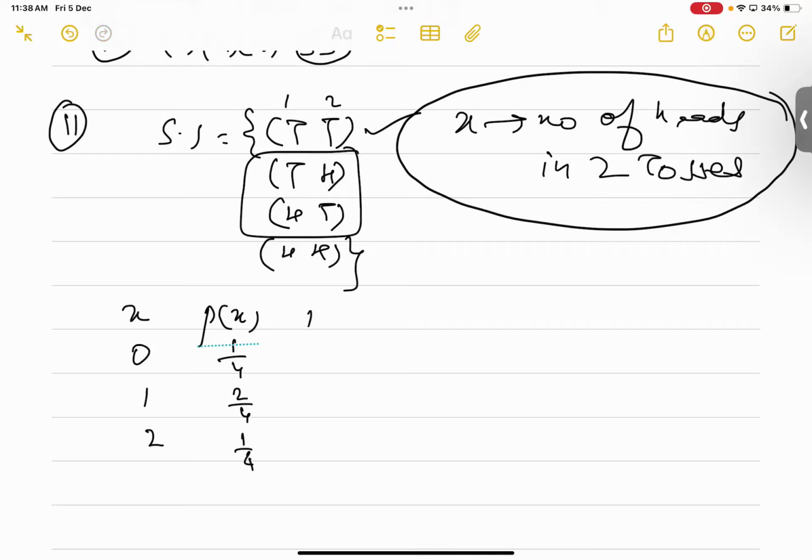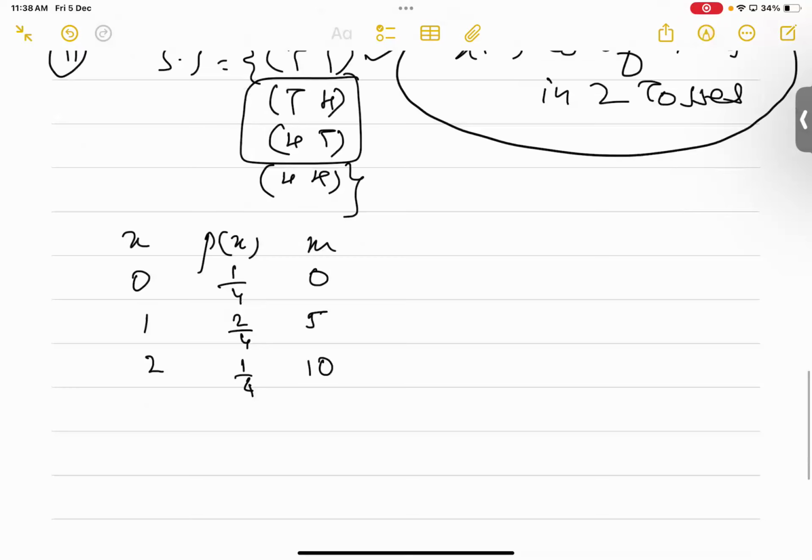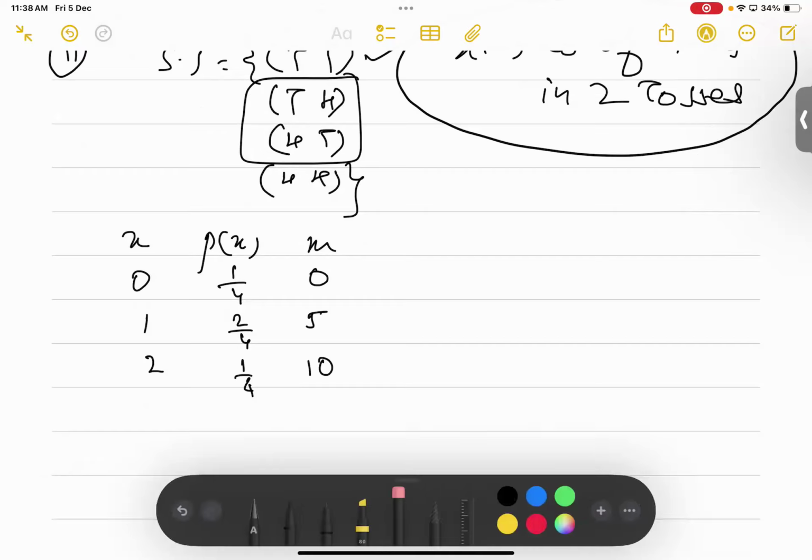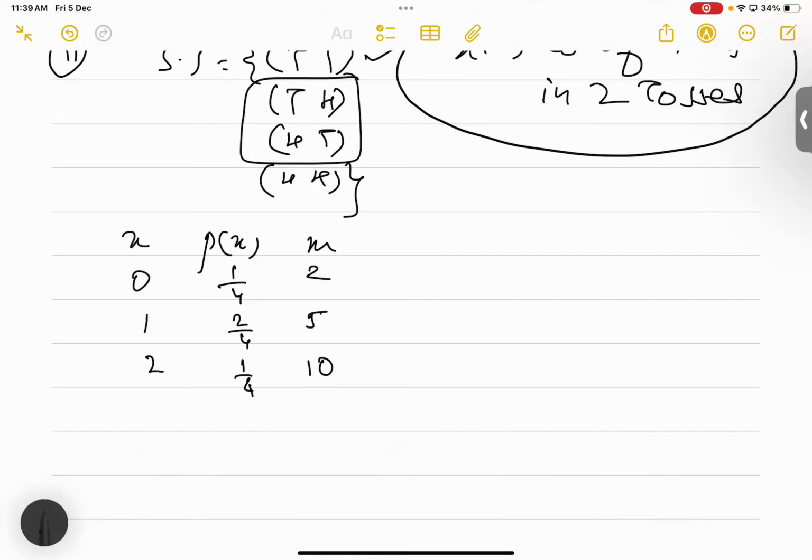Now I'll write the monetary value attached with it. So if 0 heads are appearing, he'll get 0 rupees. If one head is appearing, he'll get 5 rupees. And if two heads are appearing, he'll get 10 rupees. Now they're asking expected value of the rupees 2. Oh, sorry. Yeah, correct. That's a mistake from my side. So when 0 heads are appearing, he will get 2 rupees. So this M is the monetary value.